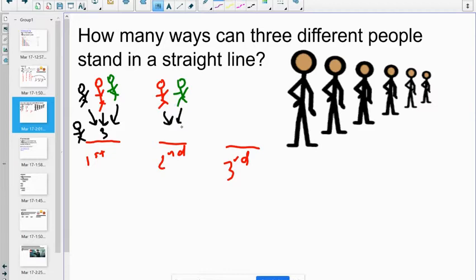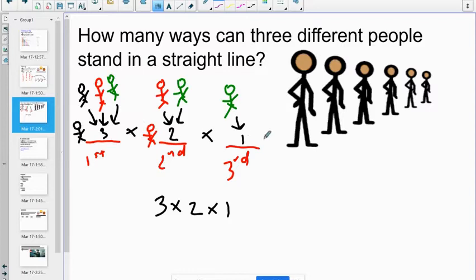So there's 2 options, and let's just say we picked the red person to get second place. Let's say the second person's second in line, and that just leaves that green person there to be the third person in line, and there's 1 option. So again, with our counting principle, we have 3 times 2 times 1. If we multiply these straight across, we have 6.